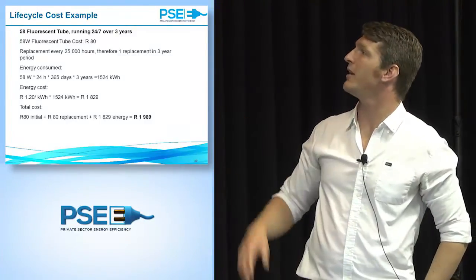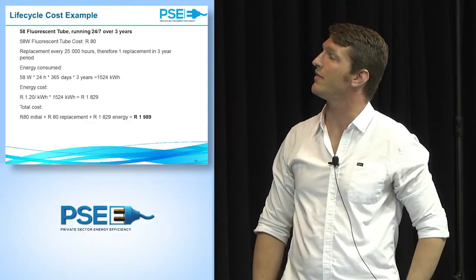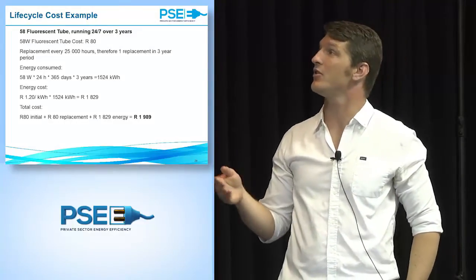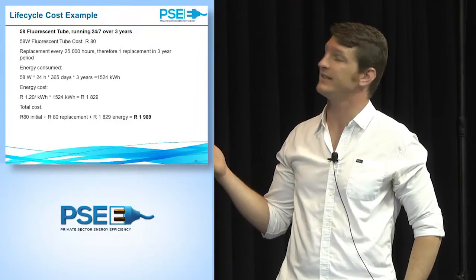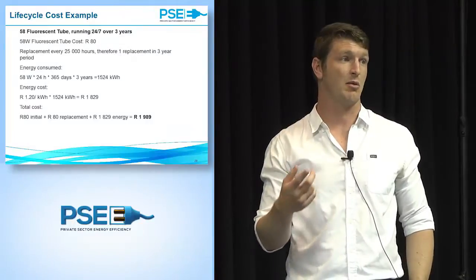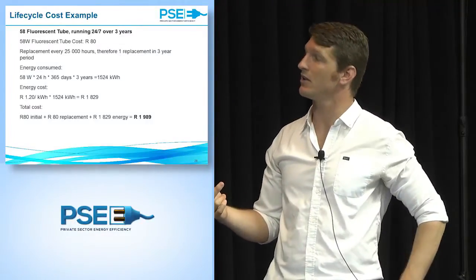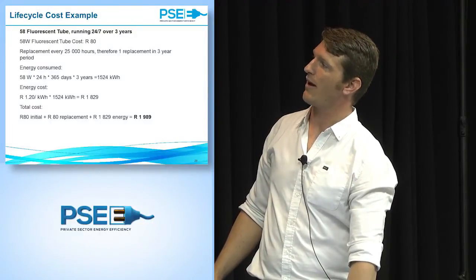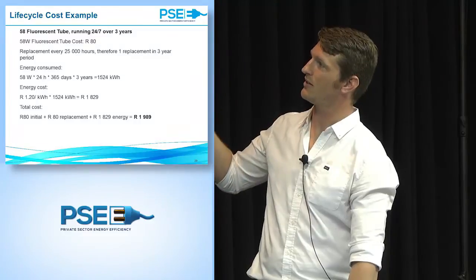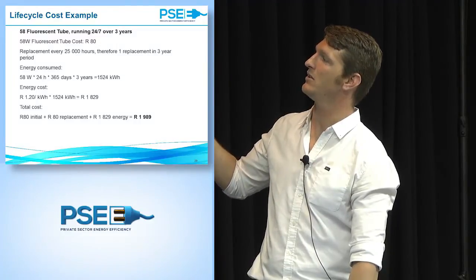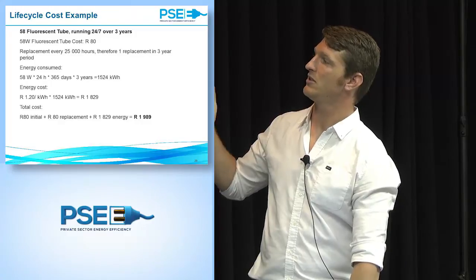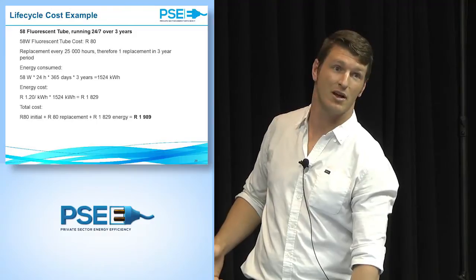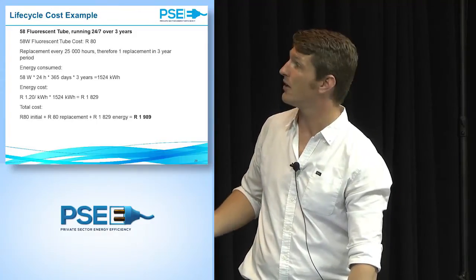Okay, so let's say the replacement for the 58 watt fluorescent tubes, considering that it's 25,000 hours, so within the 3-year period, you're going to have to replace that light at least once. Okay, so there's the initial capital cost plus 1 times replacement cost in the 3-year period. And the energy consumed is 58 watt times 24 hours times 365 days times 3 years is 1,524 kilowatt hours. So the energy cost is simply 120 times 1,524 gives you 1,829 Rand energy cost for this one light, right?